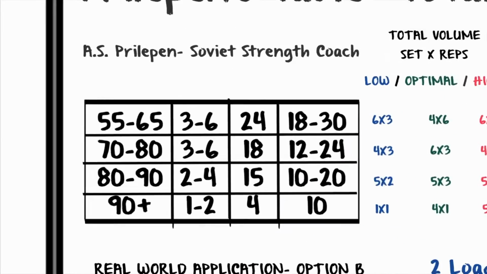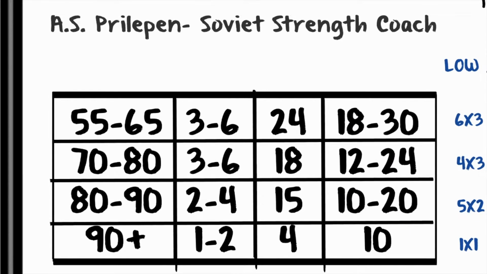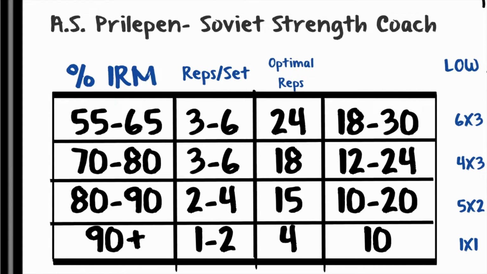To give a little background on A.S. Prilepin, he was a Soviet strength coach who developed this chart by looking at his athletes' manuals and developing protocols to represent the relationship between volumes and loads. Now, to understand the table itself, the first column represents your percentage of 1 rep max. The second column represents your reps per set. The third column is your optimal reps. And the last column is your rep range.